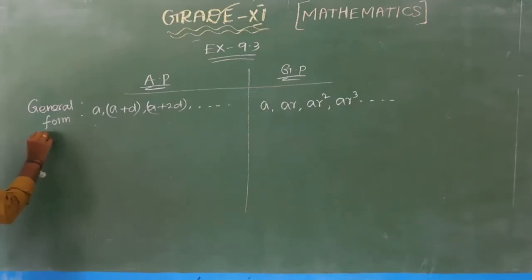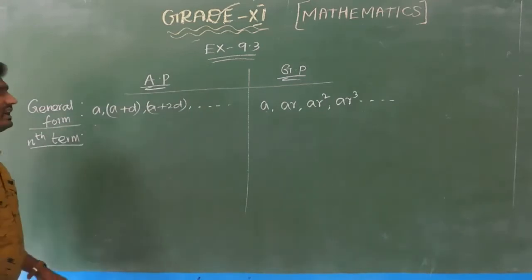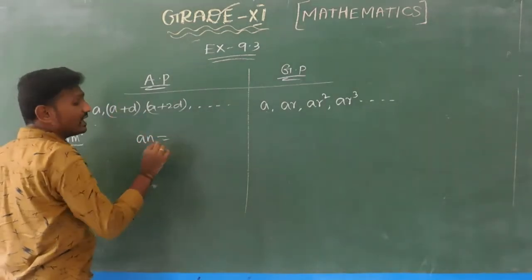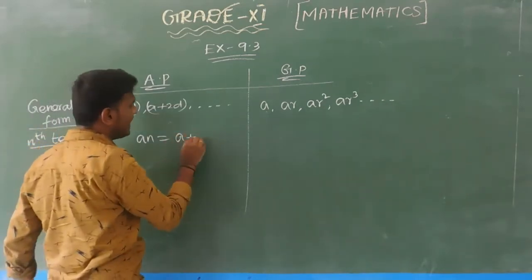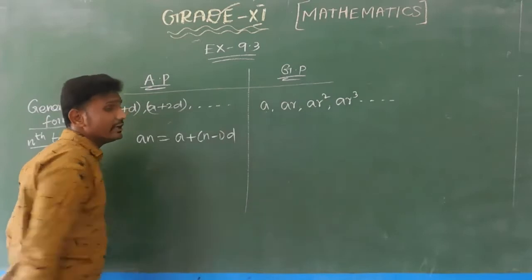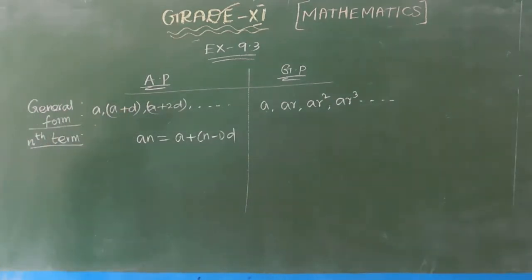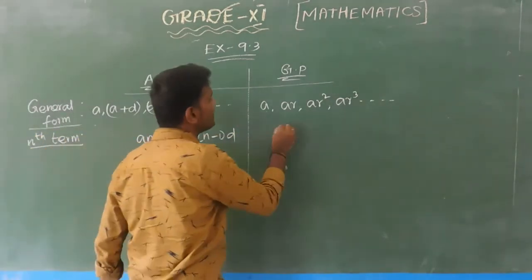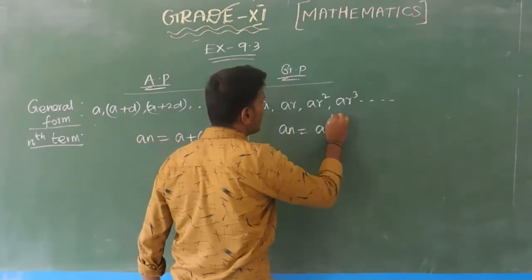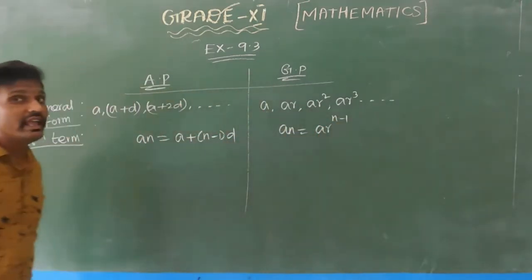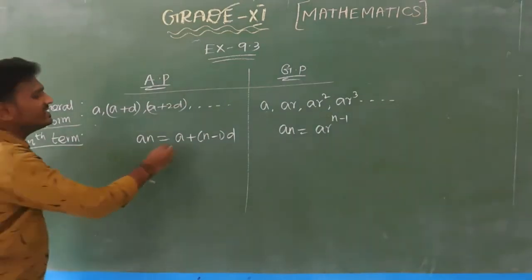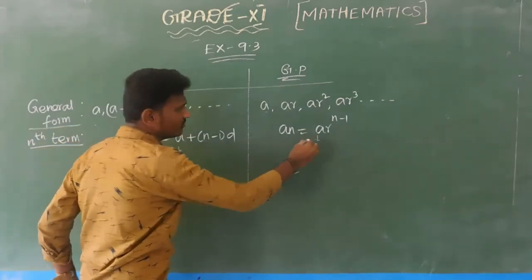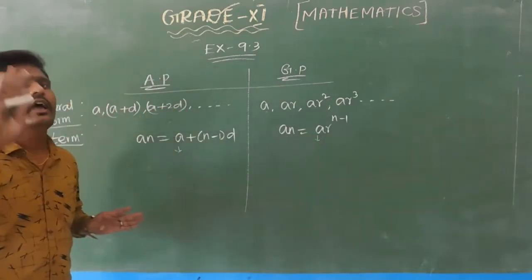Next we have the nth term. The nth term of an AP, an, is equal to a plus n minus 1 into d. Now coming to GP, an is equal to ar power n minus 1. Here a is called the first term, and in both it is the same. A is the first term.